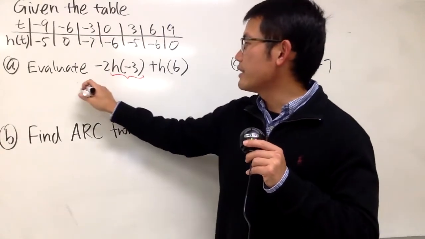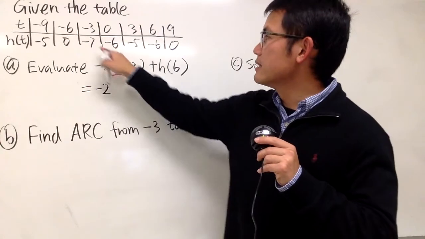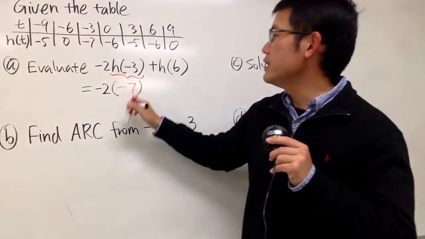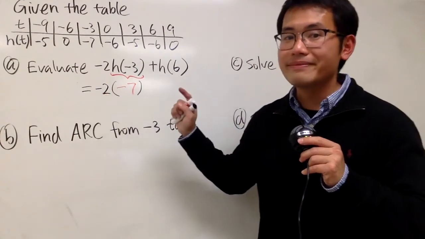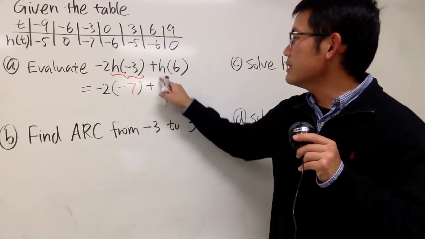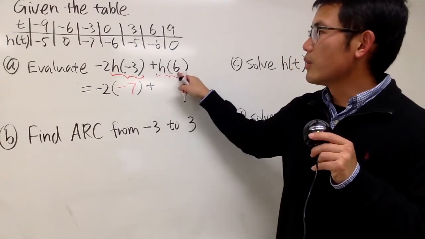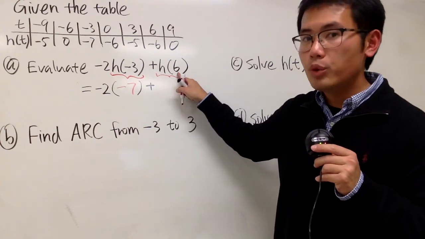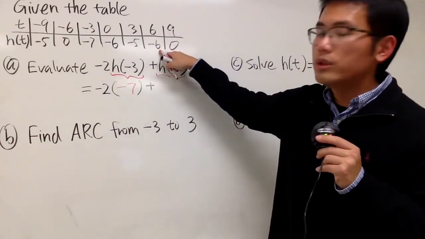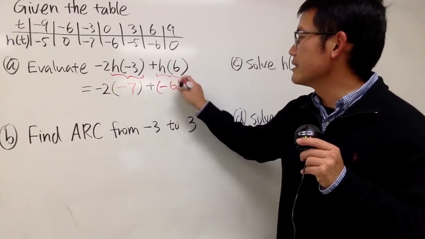And of course, we'll just write that down. In the front, we still have the negative 2, but this is negative 7. And we will also have to keep a parenthesis because we will have to multiply this and that. Next, we are going to just bring down the plus, and then we have the H of 6. So T, namely the input, is 6. We look, here's the 6, and you see the output is negative 6. So this is going to give us negative 6 like this.